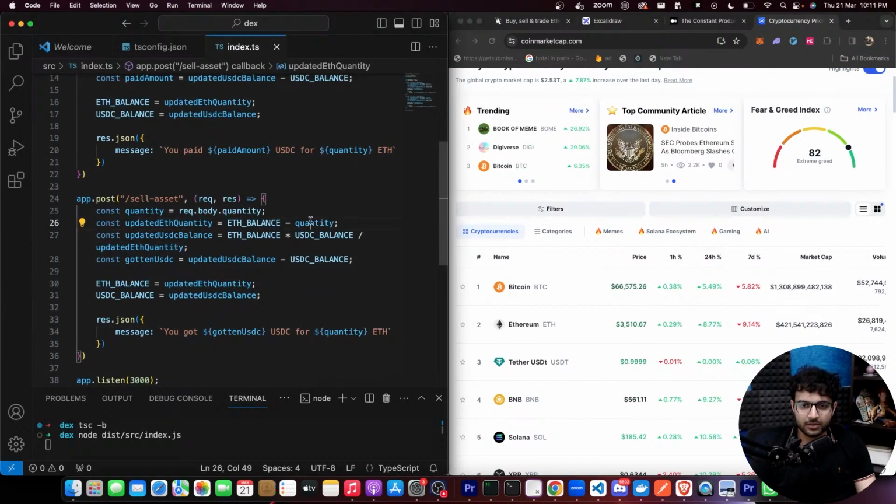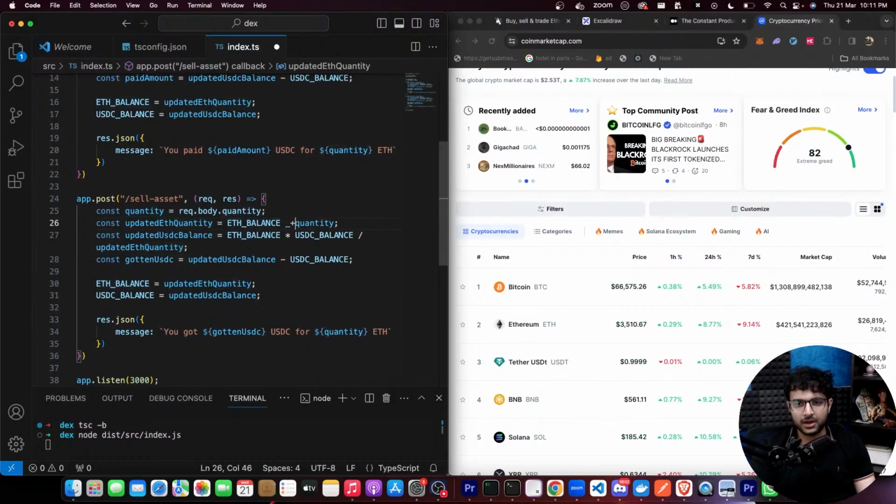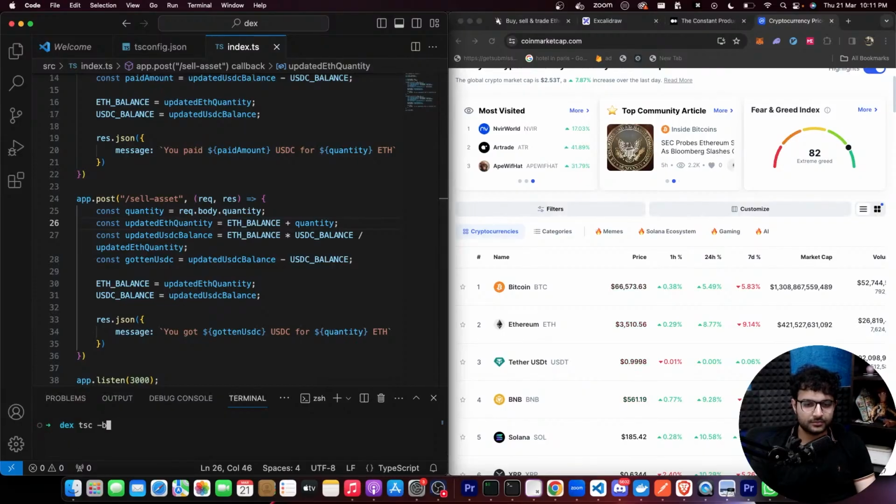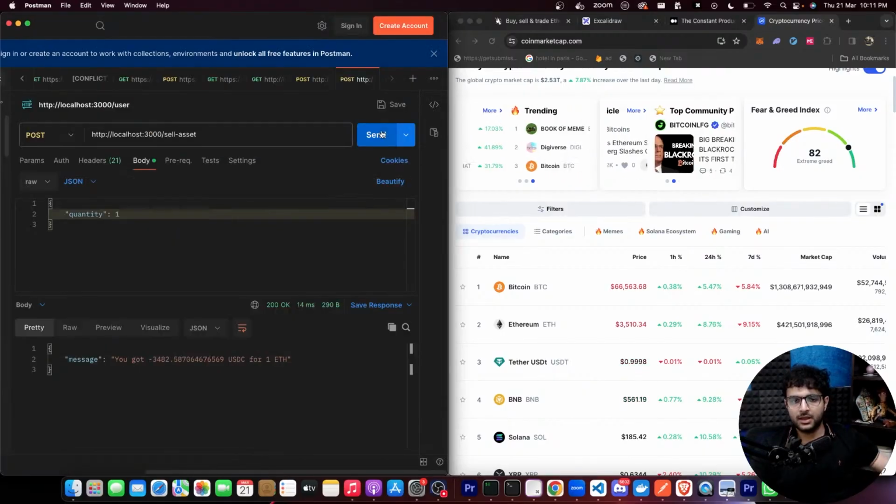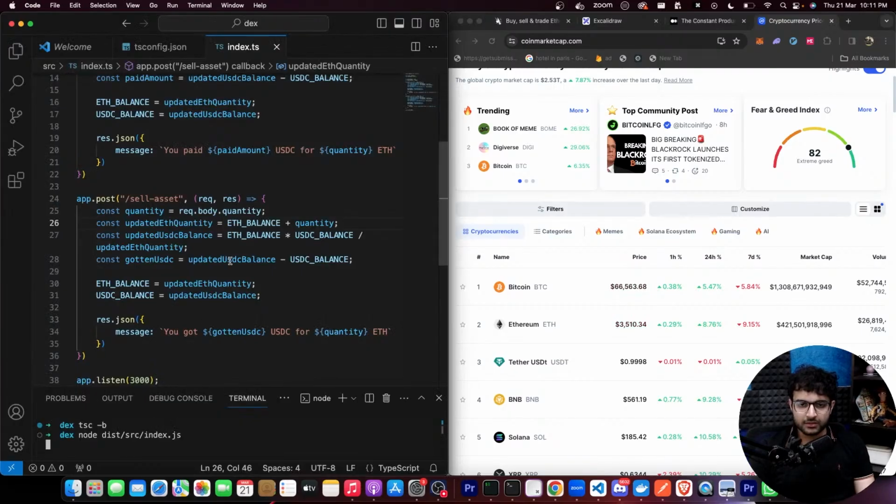Updated ETH quantity to ETH balance quantity ETH. Oh, plus quantity. My bad. He's selling ETH. All right. Try that one more time. Yep. Oh, negative. Even better.